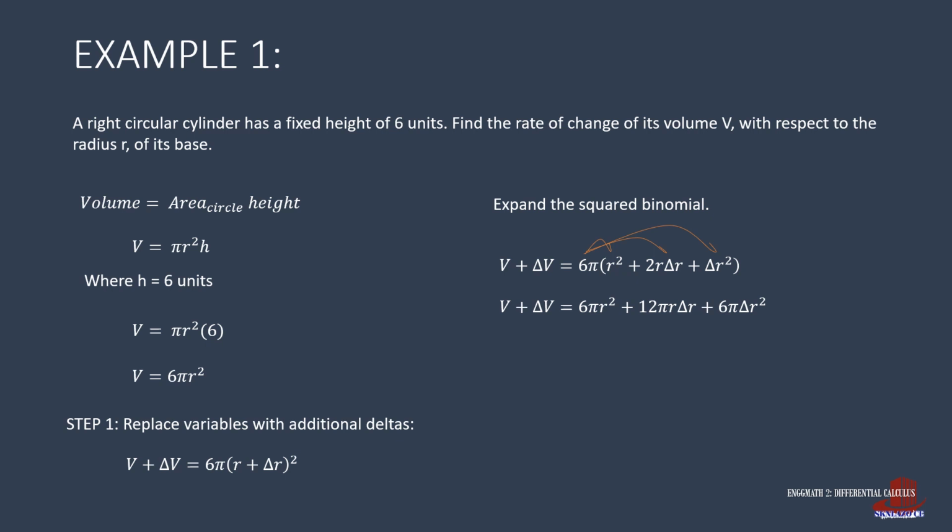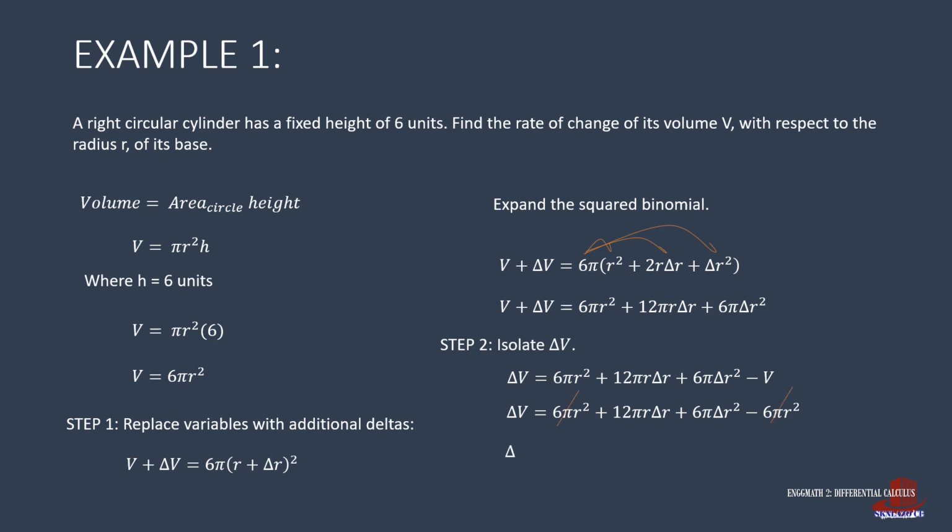The next step is to isolate delta V, so we transpose V to the other side of the equation, and since V is pi r squared h, note that we are able to cancel out 6 pi r squared, reducing the equation to delta V is equal to 12 pi r delta r plus 6 pi delta r squared.